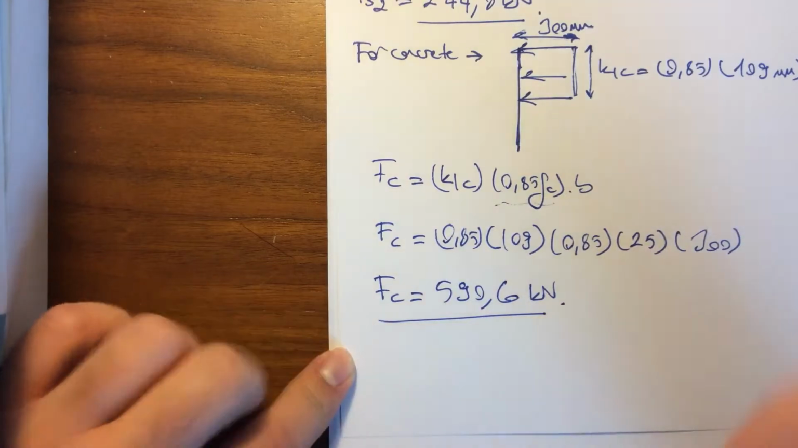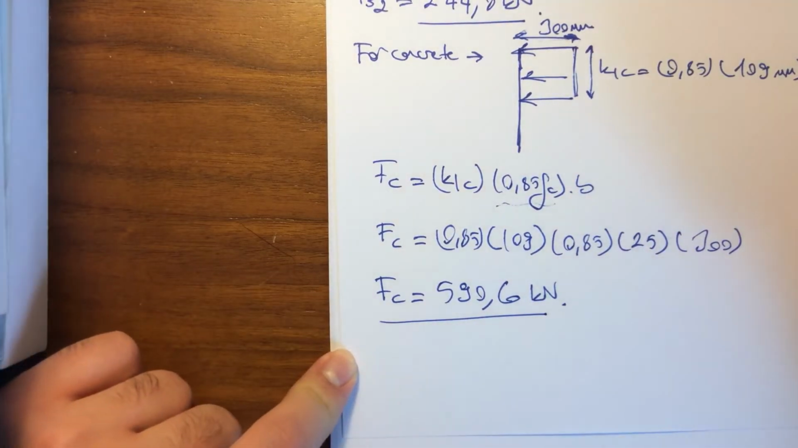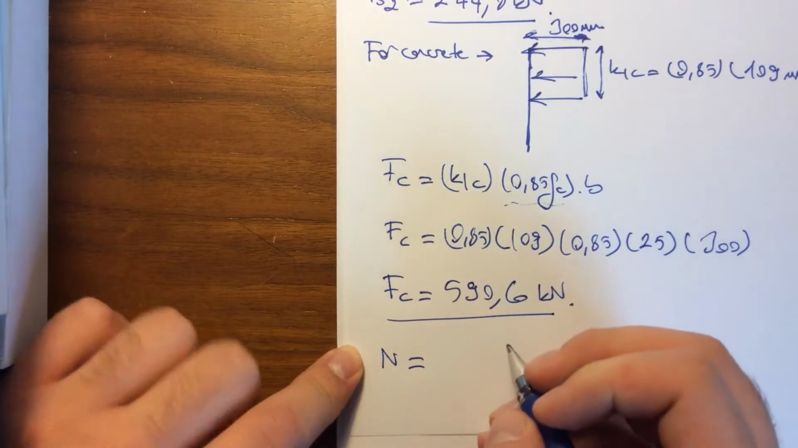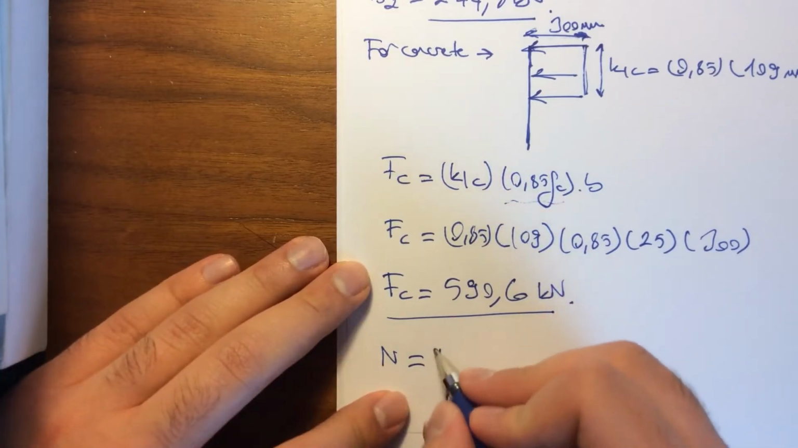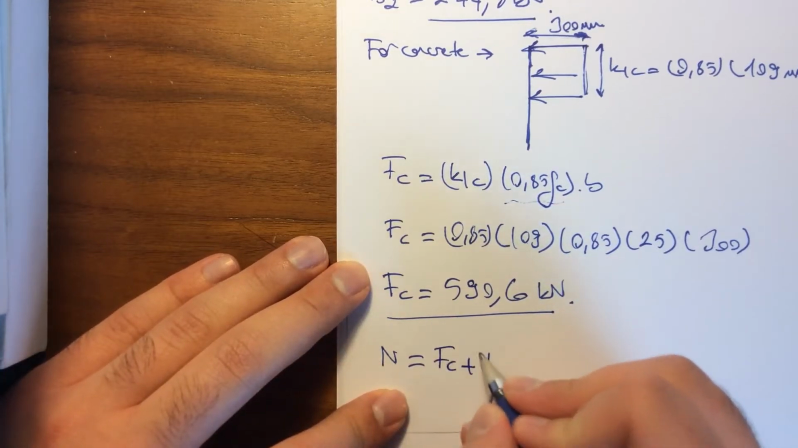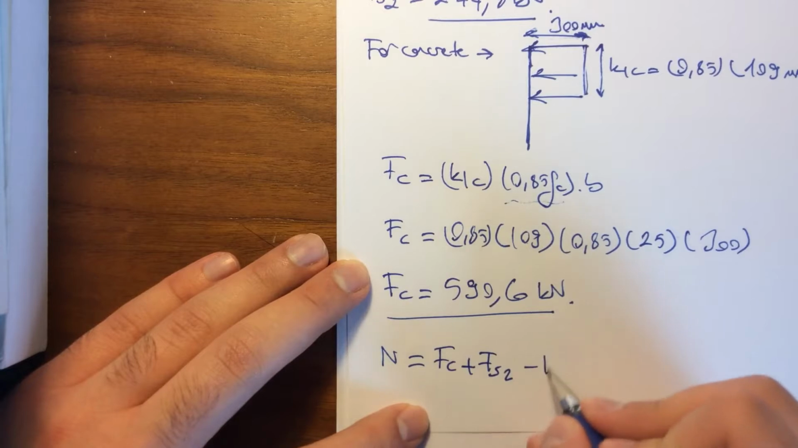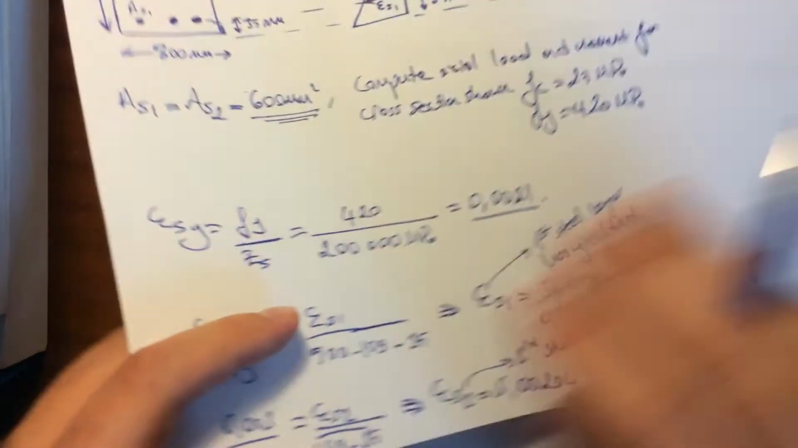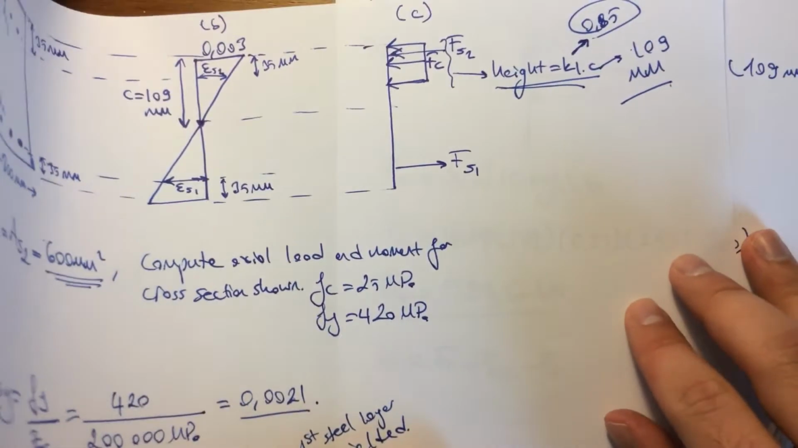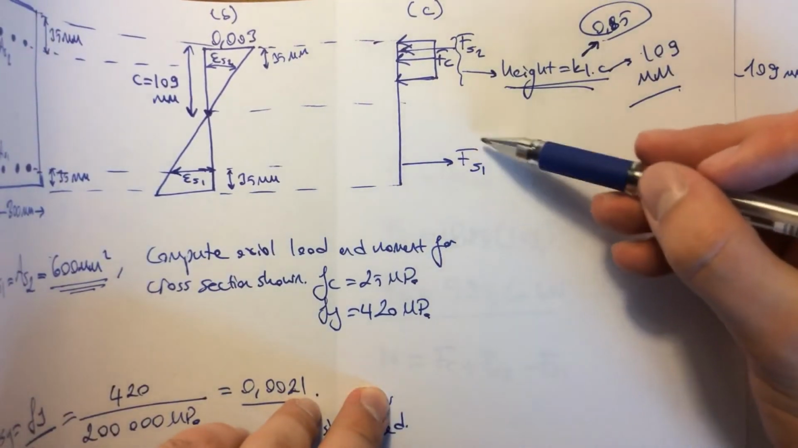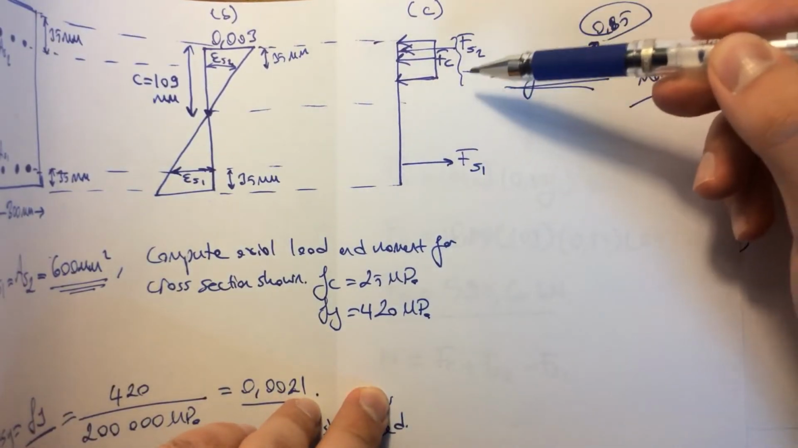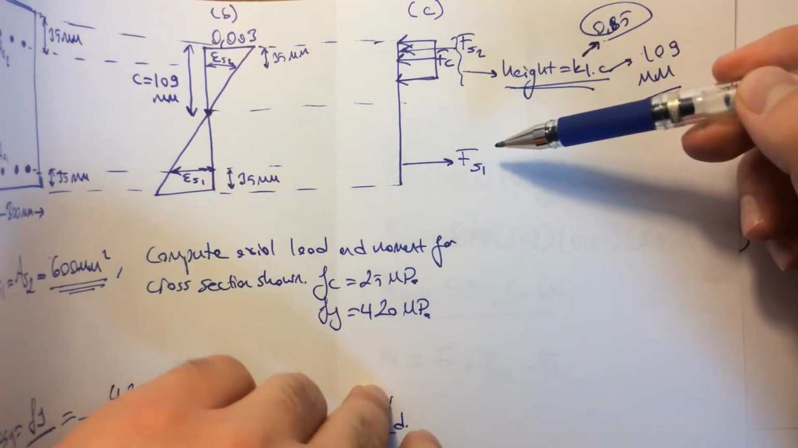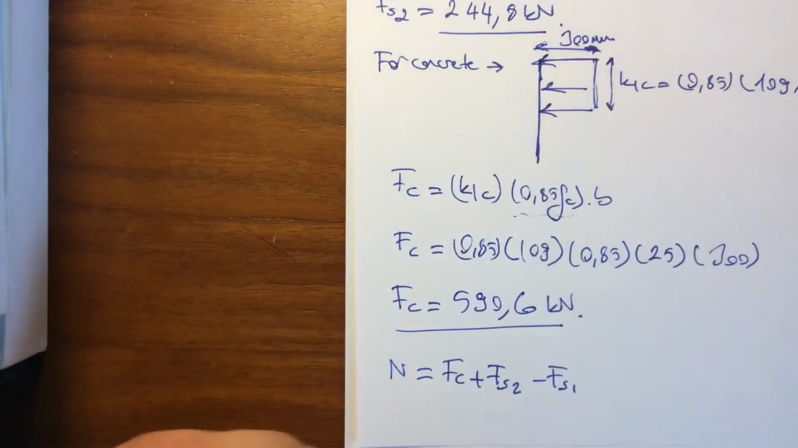Remember, we were asked to calculate the axial force, the axial load on this cross section. So our N becomes Fc plus Fs2 minus Fs1. I'm subtracting Fs1 because, as you remember, it was acting in the opposite direction to Fc and Fs2. So Fc and Fs2 will be summed up and Fs1 will be subtracted from those.